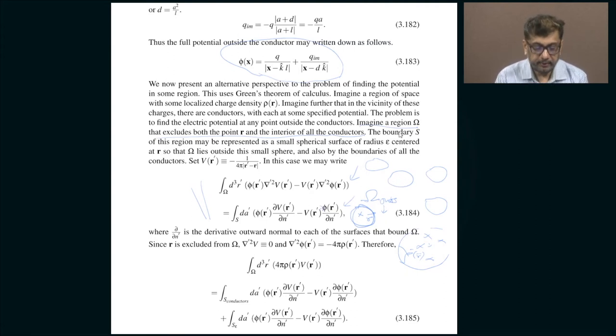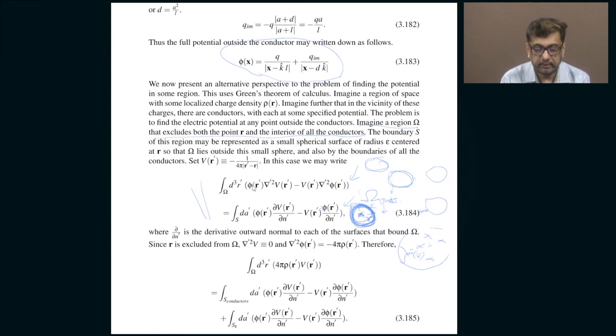So, this is the region. The boundary of this region will be disjoint pieces. One is a small spherical surface of radius epsilon centered at r. That omega is outside the sphere, and there are many, many boundaries of this omega: this is one boundary, this is one boundary, this is one boundary. But notice that this one is not a conductor, this is our small imaginary epsilon sphere. These are all conductors, with potentials constant at all these points, but here they need not be constant.